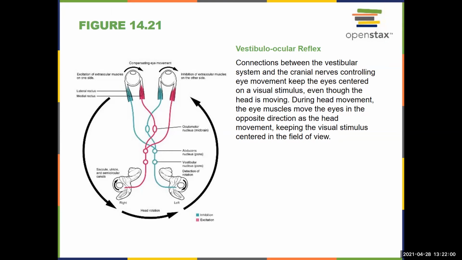Yeah, because they're fixed on a location while we're turning our head.